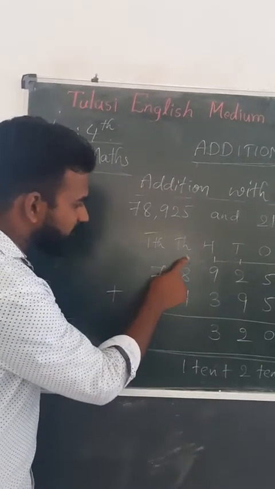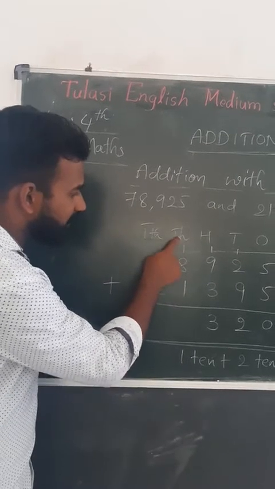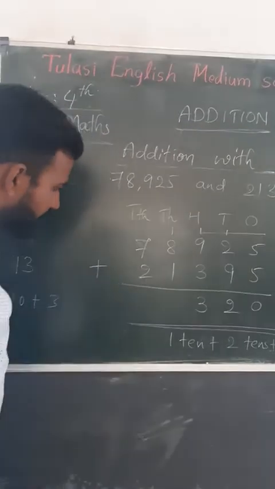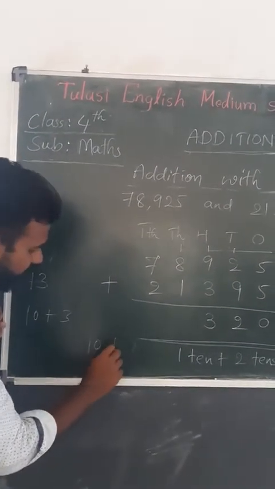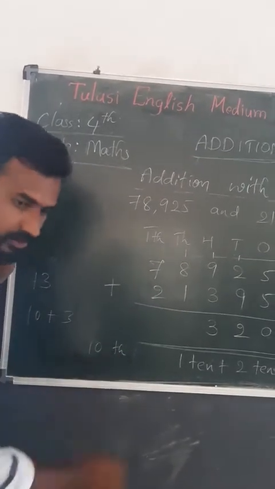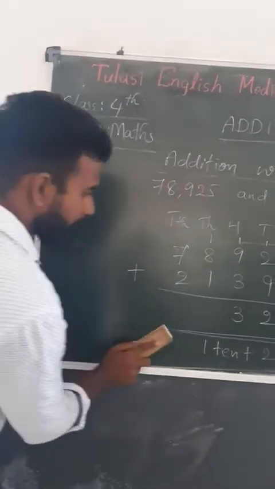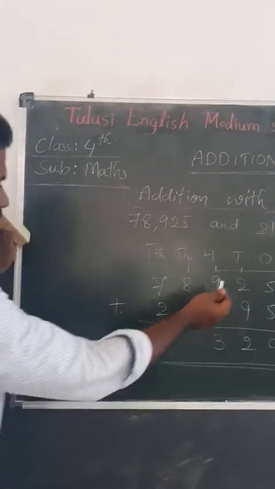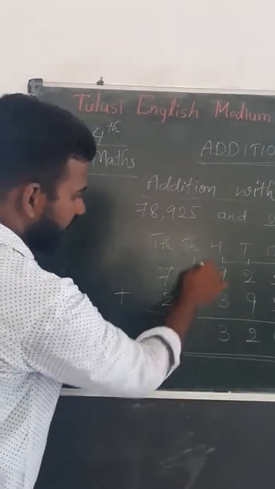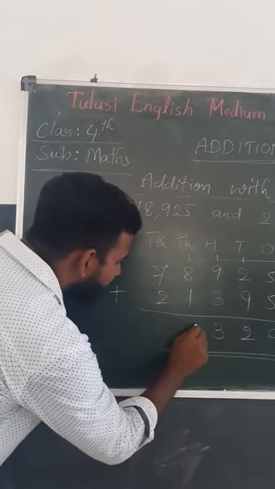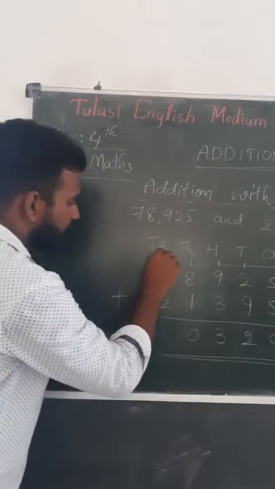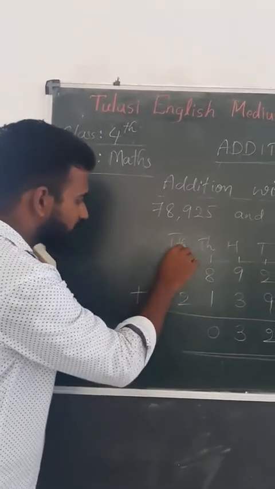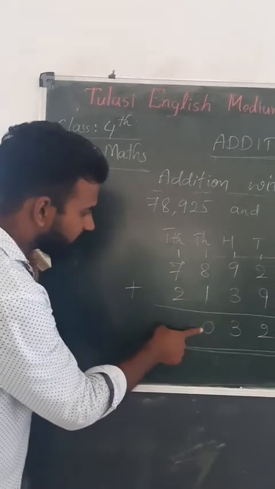Now it is the thousands place. 1000 plus 8000 plus 1000. 8 plus 1, 9. 9 plus 1, 10. Clearly it is 10,000. So I can write 0 here, and that 10 thousands is equal to 1 ten-thousand. So I took carry here. I wrote 0.